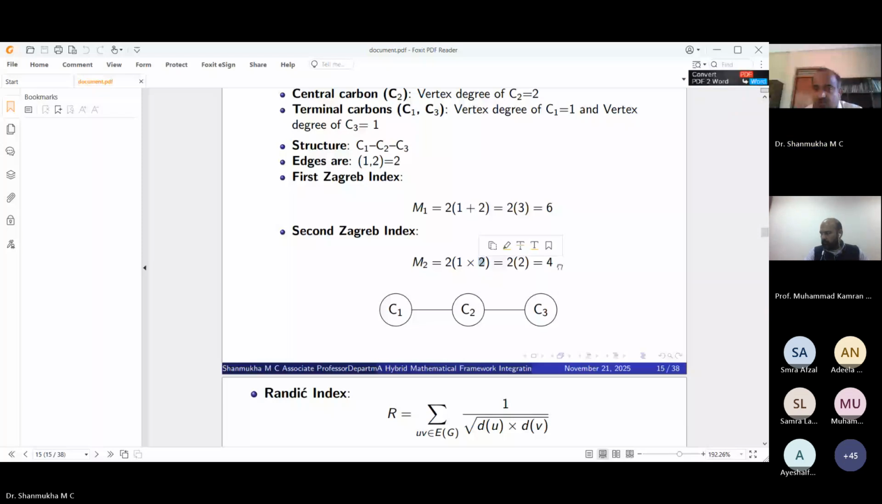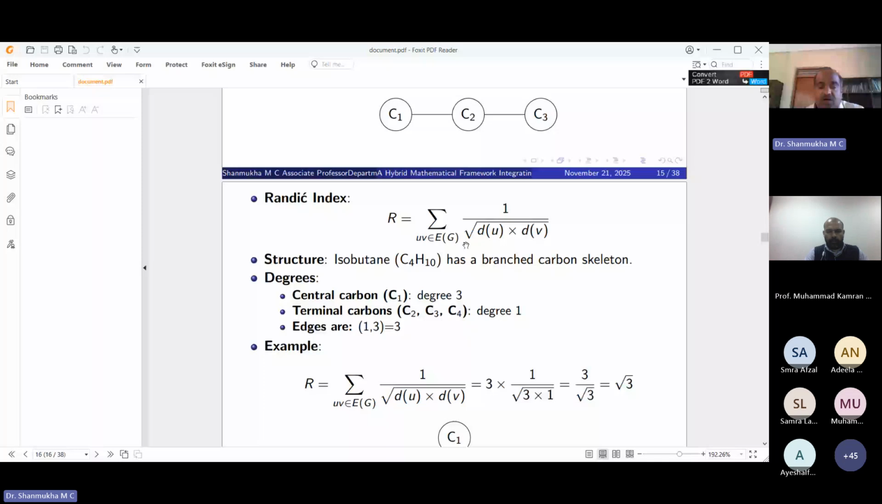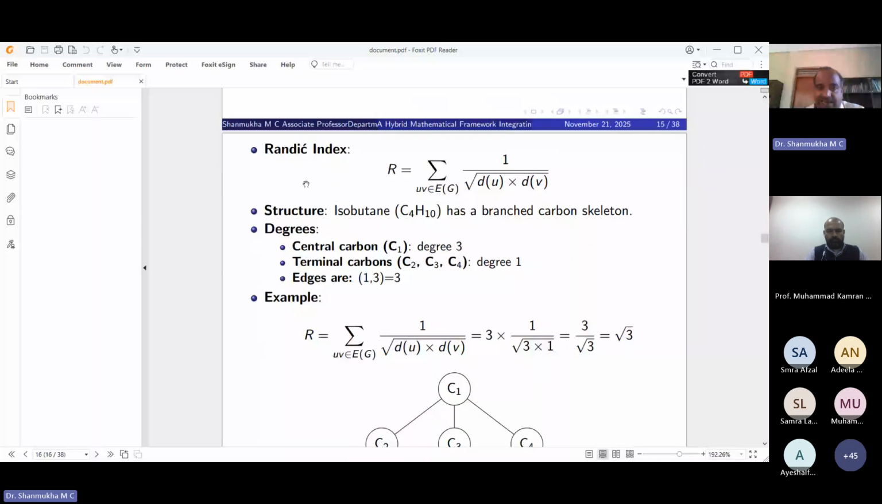Then another most popular index is called the Randić index. The Randić index is defined by the summation of 1 over the square root of degree of U times degree of V, over all edges UV belonging to E of G. So here we consider one molecular graph of a chemical structure called isobutane. The molecular formula is C4H10. So here is the molecular graph of isobutane.